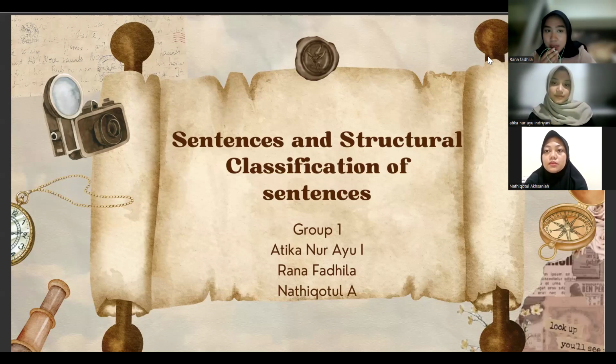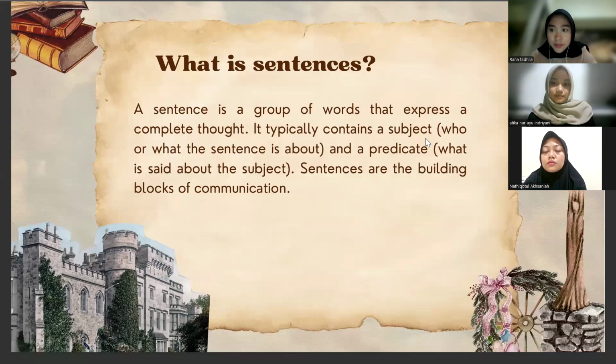Okay, we will explain about sentences and structural classification of sentences. And the first material will be explained by Atika Nur Ayu. Okay, let's move to the material.